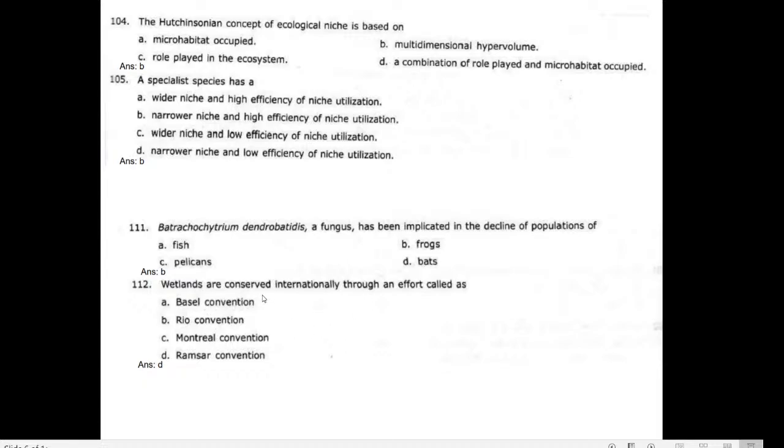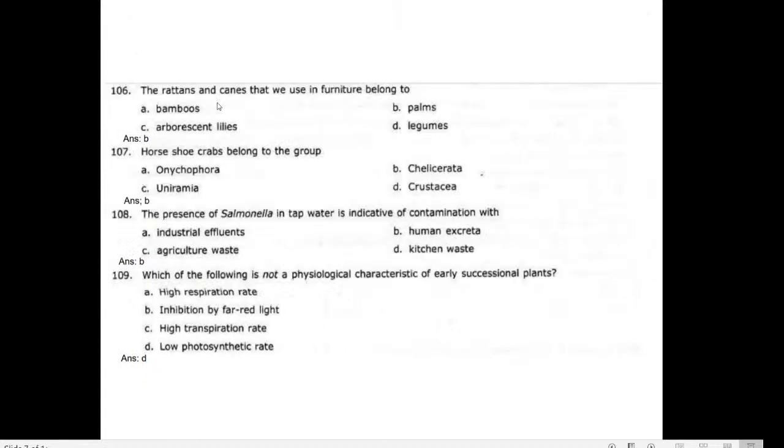Wetlands are conserved internationally through an effort called the Ramsar Convention. Next question: the rattans and canes that we use in furniture belong to which family? These are from the palm family.